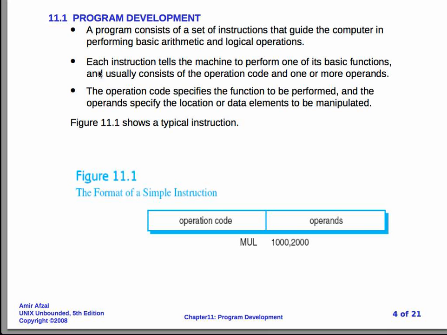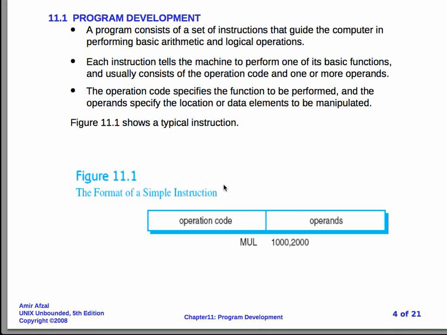So the program, or the executable, consists of a set of instructions that guide the computer in performing basic arithmetic and logic operations. That's all the computer understands. It really doesn't understand things like Java while loops or Java method calls. It doesn't understand object-oriented programming, none of that. All it knows is a certain fixed set of instructions. Each instruction tells the machine to perform one of its basic functions. So each machine language instruction is very, very simple.